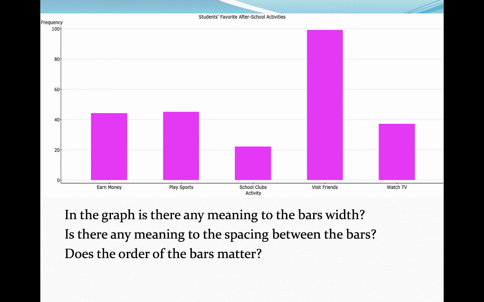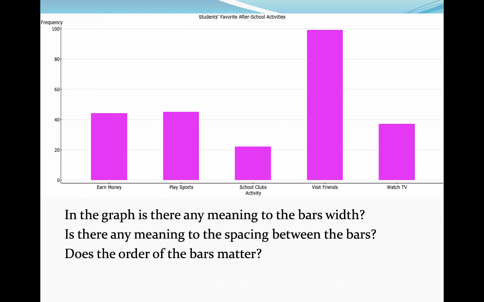So these 3 questions kind of sum up the differences between how we graph a qualitative variable and a quantitative variable. Notice in this graph, the question is, is there any meaning to the width of the bars? And of course there's not. If you look at the first bar, the earn money bar, the height tells you the frequency, but the width has absolutely no meaning. All we do is make all the bars the same width. If this was a quantitative variable, though, that x-axis would have to become a real number line, and then that would mean that the width of those bars would have meaning. And that's just not the case when you have a qualitative variable.